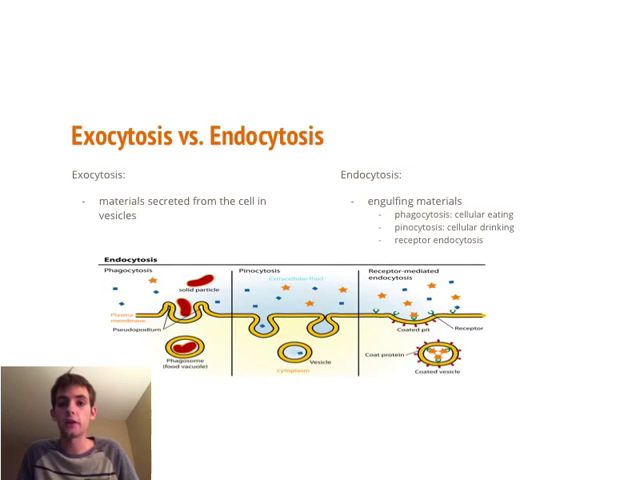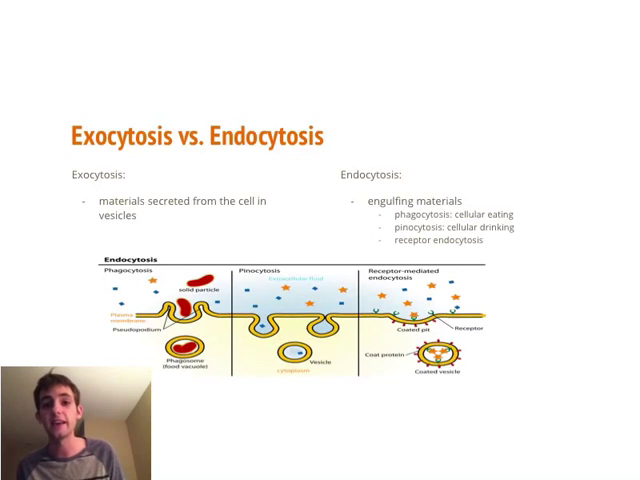Two more types of active transport. You have exocytosis and endocytosis. Exocytosis is when materials are secreted from the cell in the form of vesicles. And most of the time those vesicles are pinched off from the Golgi apparatus following that endomembrane system that we talked about with cells. And then those materials are expelled from the cell.